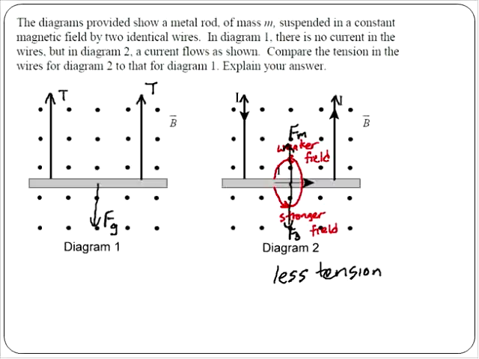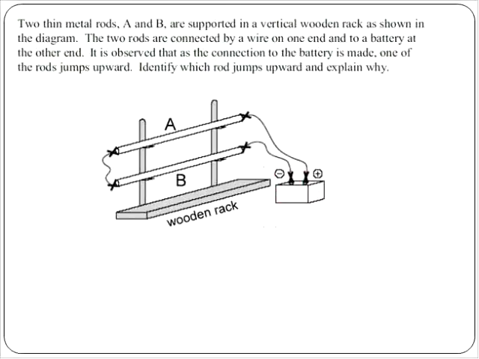Now, if we had moved the current in the opposite direction, it would have been opposite. Right? If the current had been flowing to the left instead of to the right, that would have made the field stronger on the top and weaker on the bottom, which would have meant the wire was being pushed downwards by the magnetic field, and that would have increased the tension in the wires. Okay, so it really is dependent on the direction of that current. So you really got to watch that.